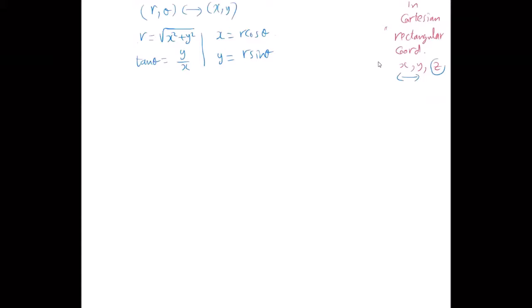this is easy. Because r equals 2 means what? Root x squared plus y squared equals 2. This is equivalent to x squared plus y squared equals 2 squared. It is a circle in the xy plane, a circle in 2D.